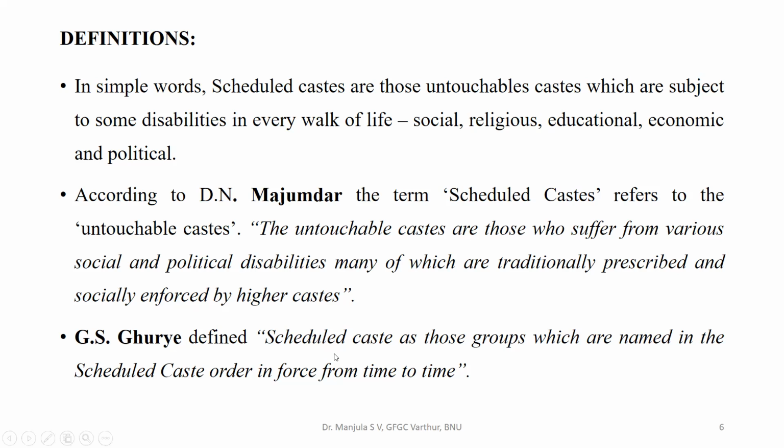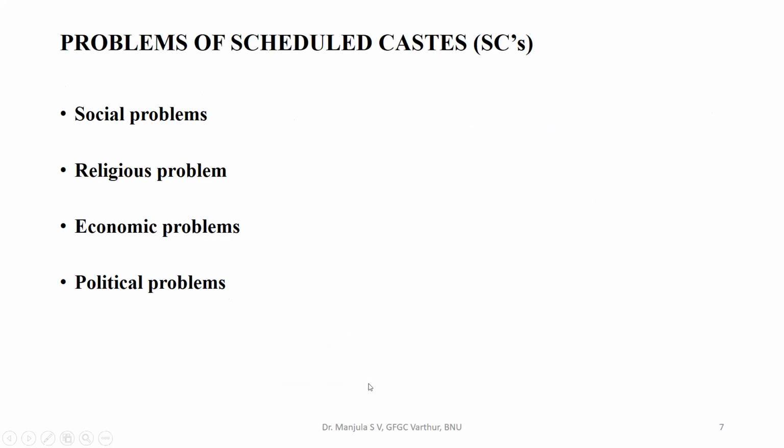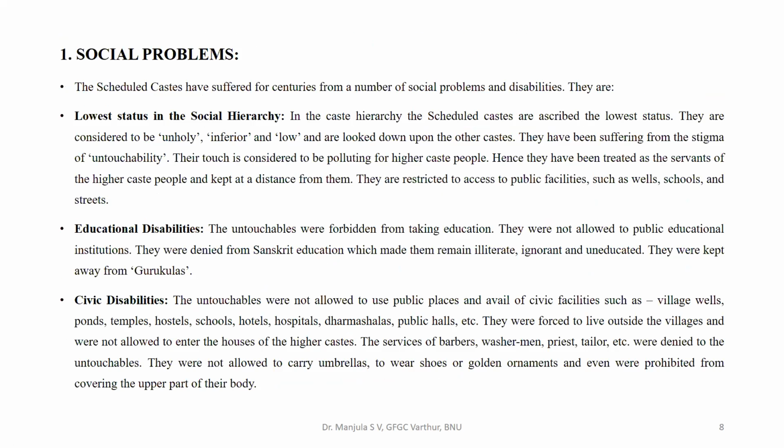G.S. Ghurye defined scheduled castes as those groups which are named in the scheduled caste order in force from time to time. Now, let us look into the problems of scheduled caste. In this session, we are discussing the social problems, religious problems, economic problems, and political problems. Firstly, let us look into the social problem.